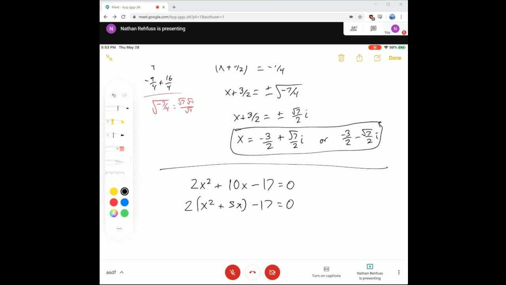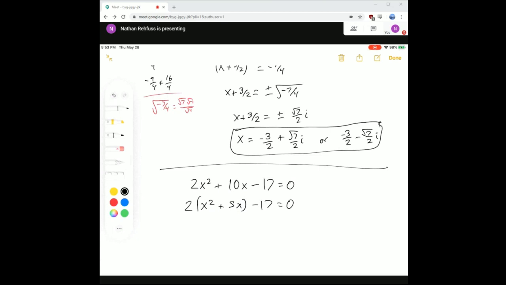Well, sadly, we're in a bad situation again. x squared plus 5x, well, it's going to be x plus something, x plus something, and I'm sad to inform you that that something must be 5/2 because it's half of 5. 5/2 plus 5/2 adds up to 5, and it multiplies to 25/4. Oh dear. Plus 25/4 minus 25/4 minus 17 equals 0.